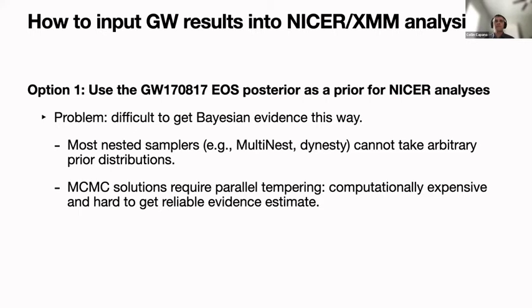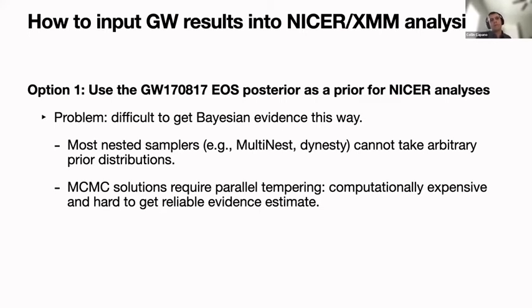The one problem with this, though, is it's kind of difficult to get Bayesian evidence this way. In particular, the standard way to get the evidence is to use nested samplers. But the standard ones like MultiNest and Dynesty can't take as input arbitrary prior distributions, because they need to have a quantile function for the distribution to be able to work. There has been a paper recently about inputting arbitrary priors for Dynesty, but it involves using machine learning, et cetera. It's complicated.